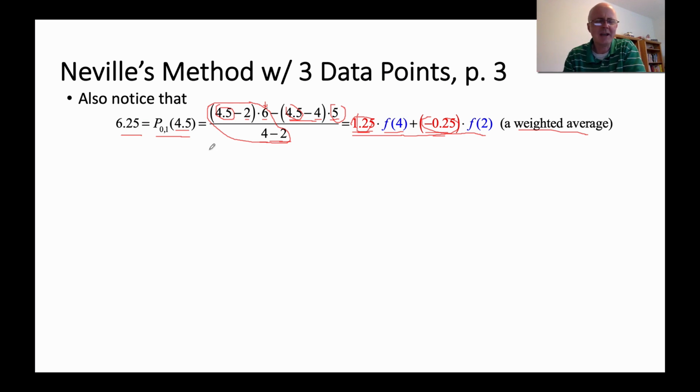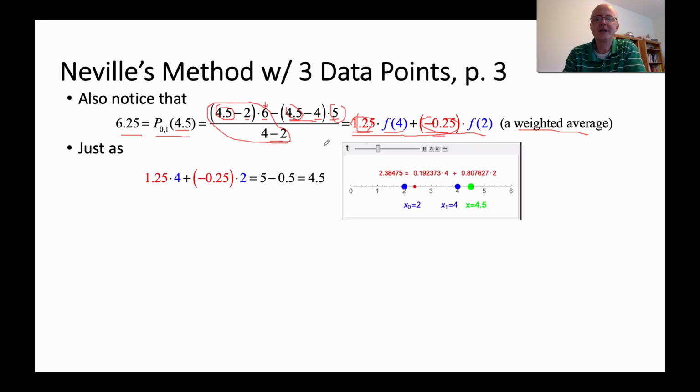Why should it have a negative weighted f of 2? Well, partially it's to make those coefficients add up to 1. And partially it's because of a picture that we see here.